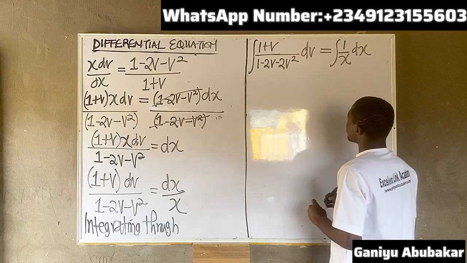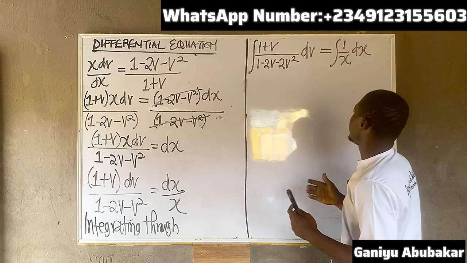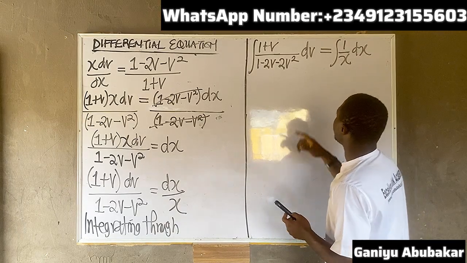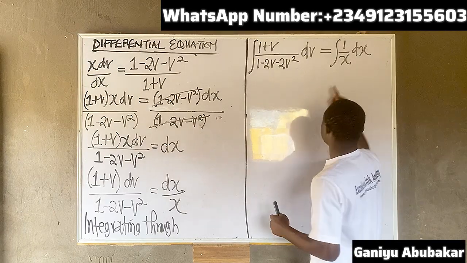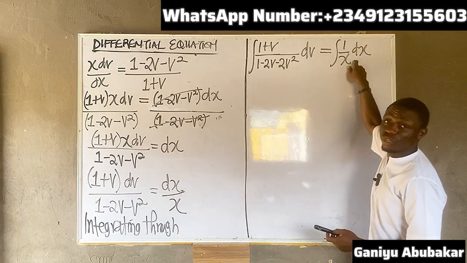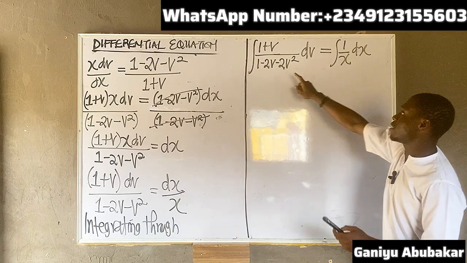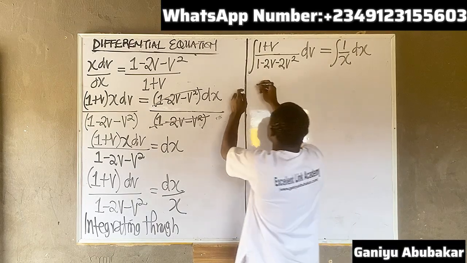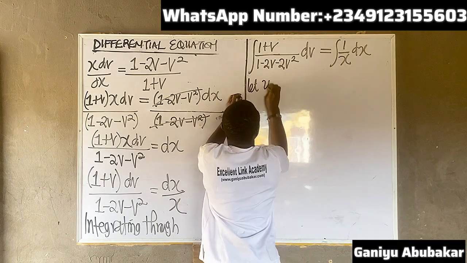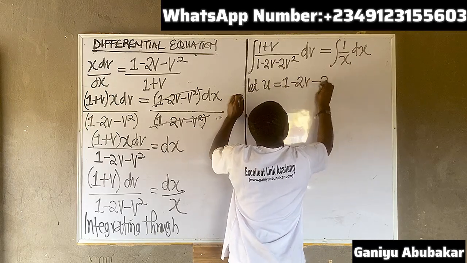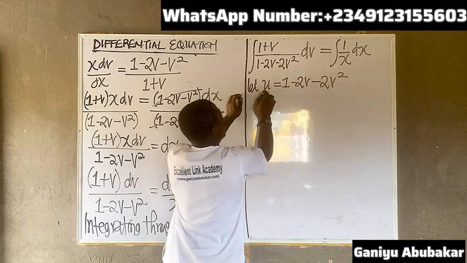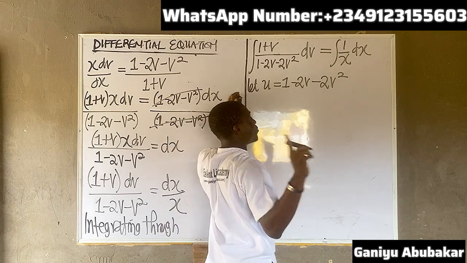All right. Now let's proceed with integrating this. I'll pick out this one and integrate it alone, and then we'll come back. If I integrate this one, I'll have ln x. We know this already. So let's try to integrate this one. My first task is to let u equal 1 minus 2v minus v squared. Differentiate u with respect to v.